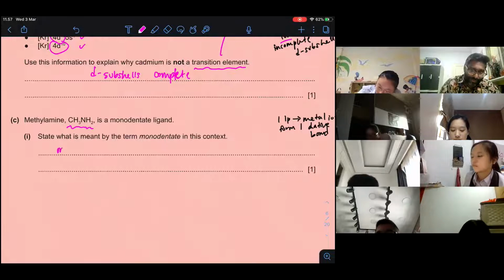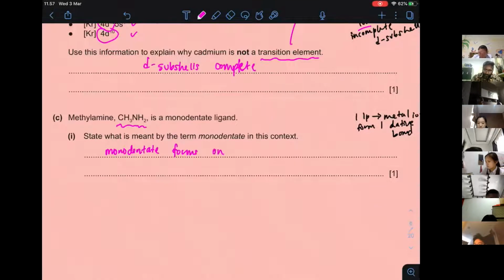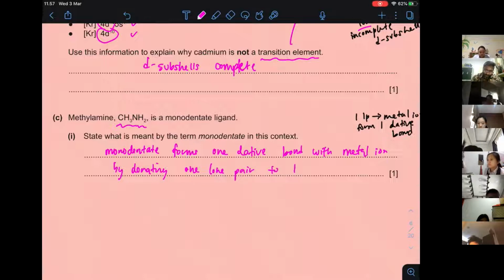Monodentate donates or forms one dative bond with a metal ion by donating one lone pair to the metal ion. Donating, or forming a bond by donating one lone pair. Depends how you want to put it.